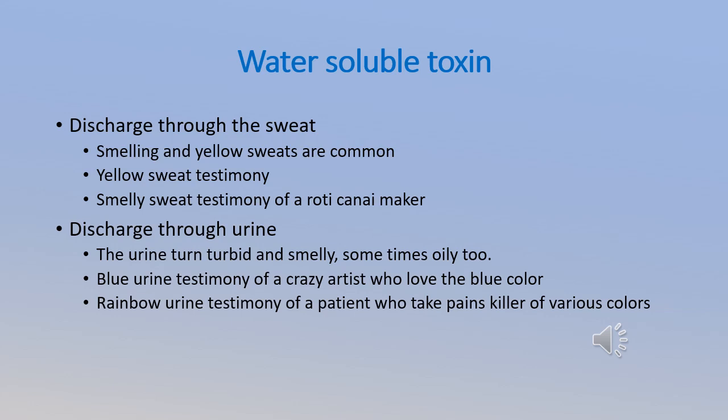So the water soluble toxin is discharged through the sweat, and also through the urine. Through the sweat, sometimes the sweat becomes smelly, and sometimes becomes yellowish in color. That is quite common. So I can give you a few testimonies, the yellow sweat testimony.